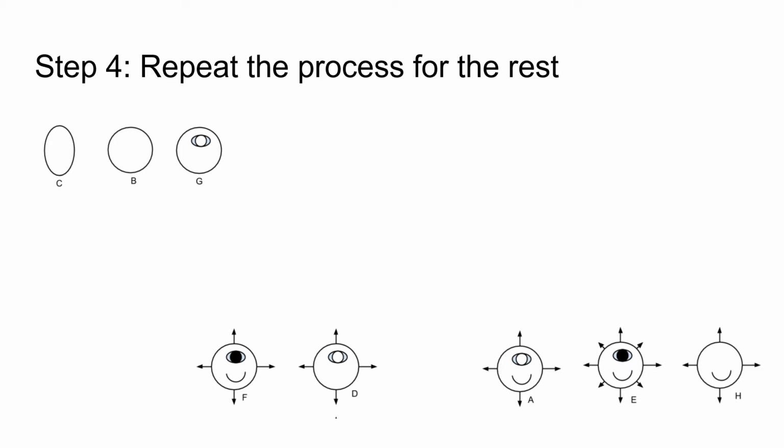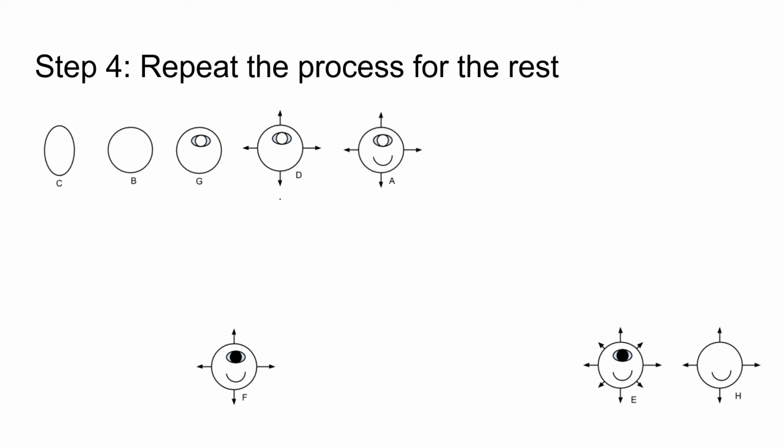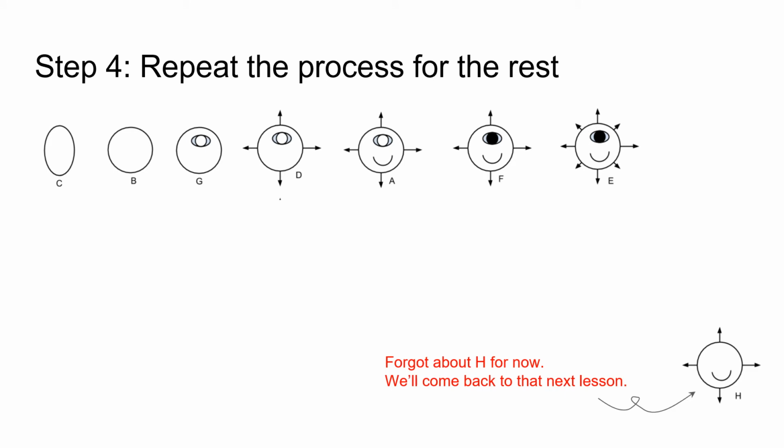So G has an eye, what can we do from there? Well, the next thing we have after that is we add some arrows to it. So that's going to be D. So now D will go. And then you can see that A has the arrows and it has the eye, but now we've added a smile. So that's next in line. And then with F, that eye has been colored in. So it's going to go here. And then finally, to finish it off, we've got E.